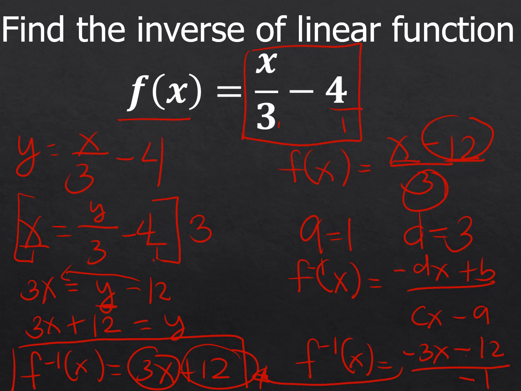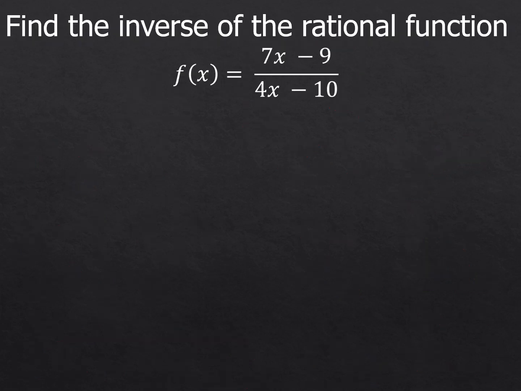Let's have another example. Find the inverse of the rational function f of x equals 7x minus 9 over 4x minus 10. We're going to change f of x into y. It will become y equals 7x minus 9 over 4x minus 10. After that, we're going to change y into x and x into y. So y will become x and x will become y. So it will be x equals 7y minus 9 over 4y minus 10.